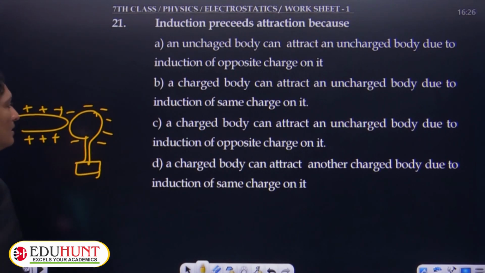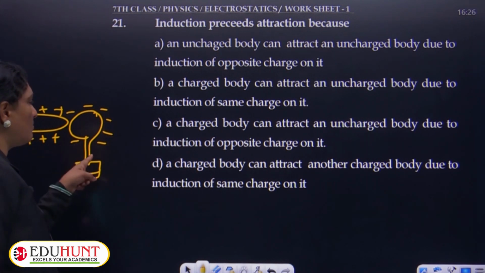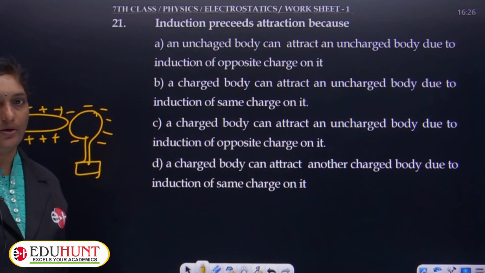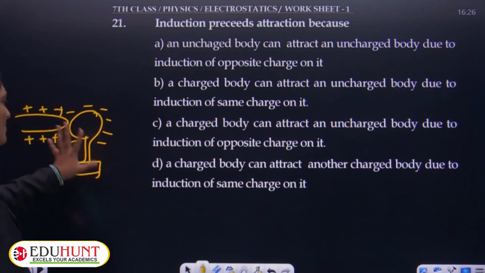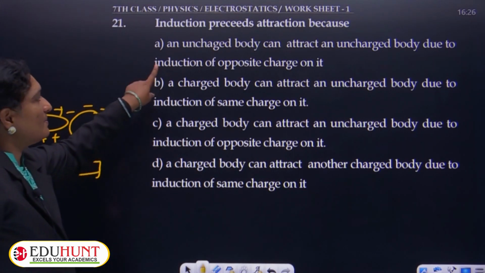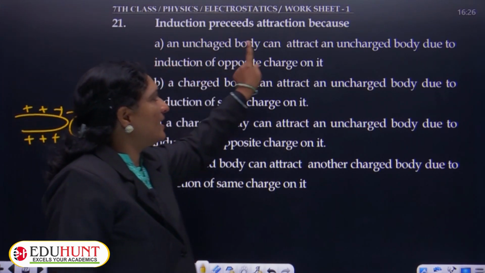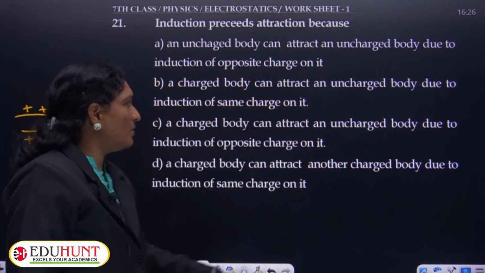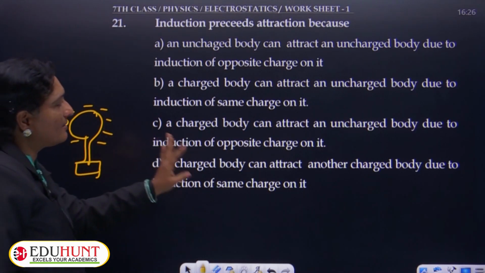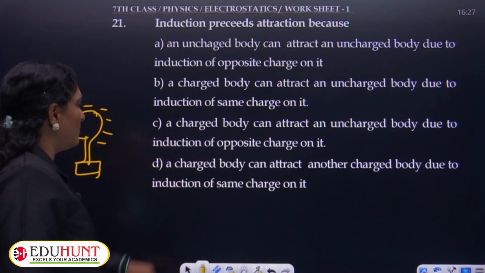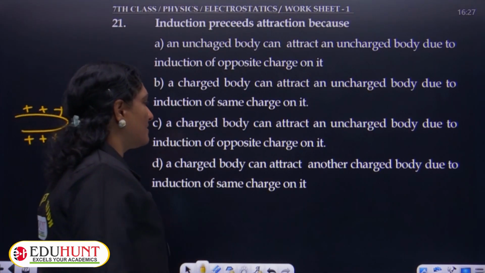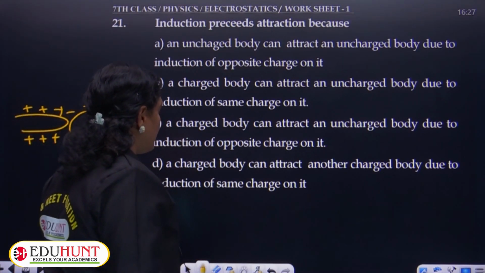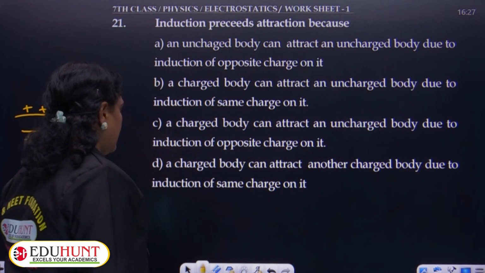Is that clear? Okay. So by the method of induction, induction precedes attraction because an opposite charge is induced in the second body. As a result, when both are opposite charges, no doubt attraction takes place between the two bodies. Can an uncharged body attract an uncharged body? No. A charged body can attract an uncharged body, of course, due to induction of opposite charges, or a charged body can attract another charged body due to the induction of same charge on it.